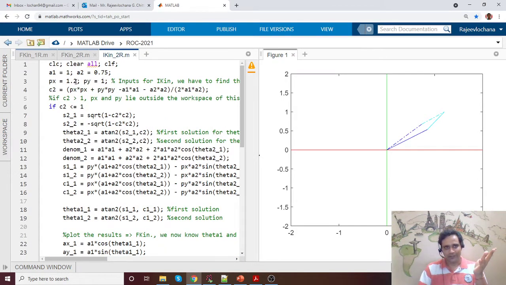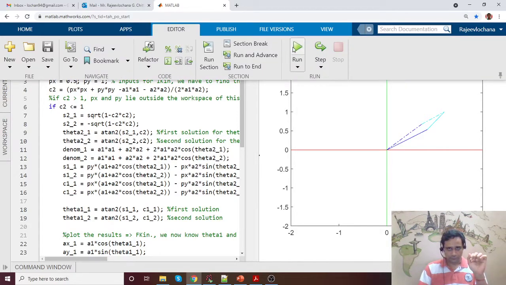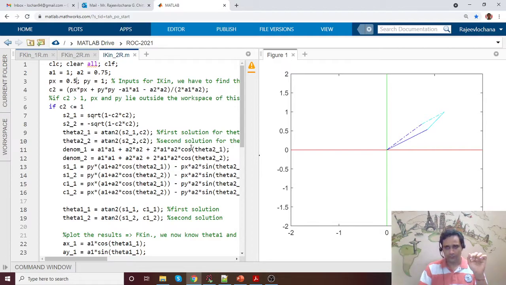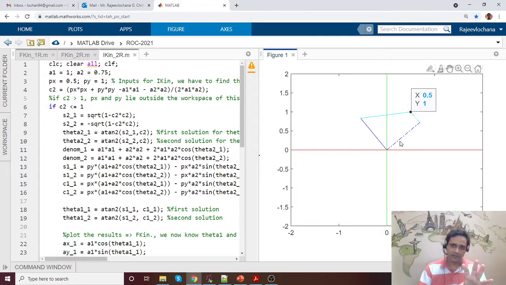Now you can just play around, giving different values of px, py. The px, py value that we gave, we had to reach this point. The first solution is shown in the solid line, the second is shown in the dotted line. So 1 and 0.5. See, it need not be that elbow down will always be solution 1, right? So it depends on the different values.